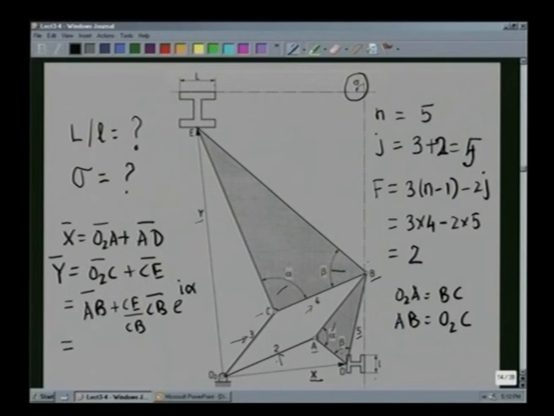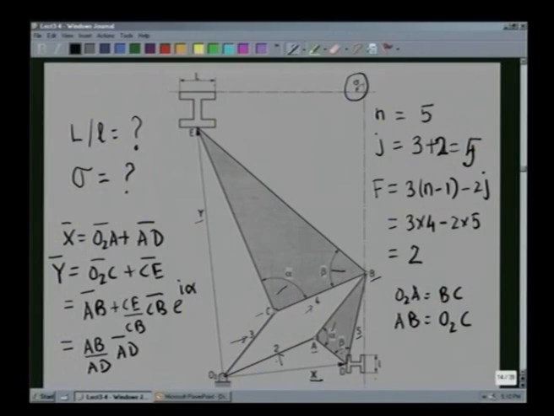Now, vector AB I can write in terms of vector AD exactly the same way. I write the magnitude has been magnified by AB by AD and the vector AD, and the vector AB is at an angle alpha in the counterclockwise direction from the vector AD. So, I multiply this by e to the power I alpha plus this term. So, I have the vector y as AB by AD into vector AD e to the power I alpha plus CE by CB into vector CB e to the power I alpha.